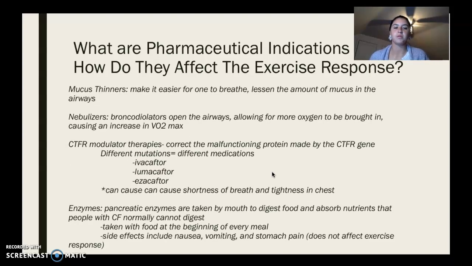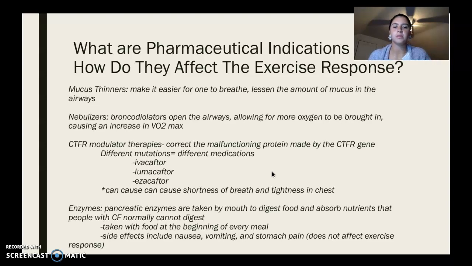So what are the pharmaceutical indications for CF and how do they affect the exercise response? Usually people with CF take multiple medications and have different ways of dealing with the disease. Usually they take mucus thinners. This makes it easier for one to breathe. It gets rid of the mucus in the lungs and in other parts of the organ, so it lessens the amount of mucus in the airways.